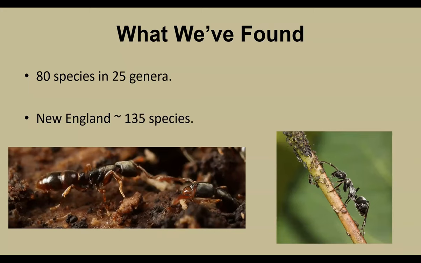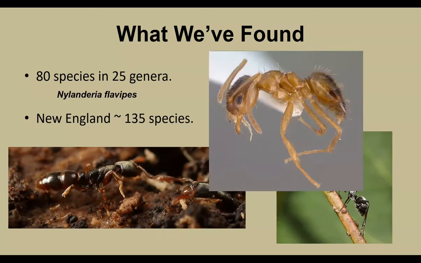There was an 80th species found in 2017, Nylandaria flavipes. This is actually a non-native species from Japan. It had been in New York, on Long Island, New York City, Westchester, and New Jersey, and it does seem to be creeping up. We only know it from one site so far in Claremont, but we did not find it in 2012 through 2015. So it will be one to look out for.